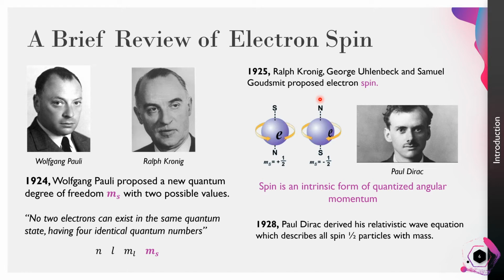But yeah, thank you. So Paul Dirac later formulated this electron spin as being either plus one half or minus one half. He saw this as an intrinsic form of quantized angular momentum. In 1928, he derived the relativistic wave equation, which described all spin one half particles with mass.